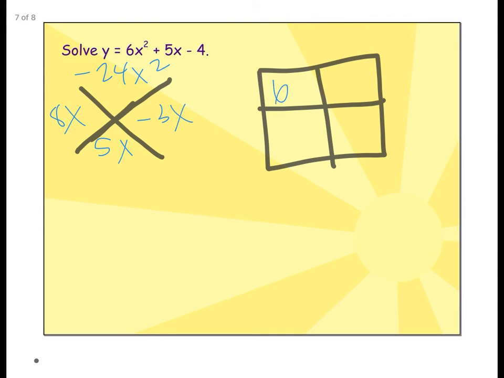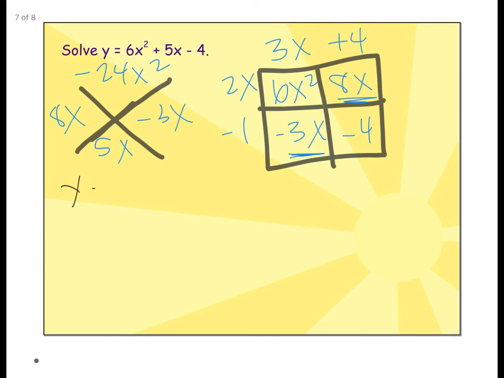Fill in my box, 6x squared goes here, negative 4 here, and then I'll have an 8x and a negative 3x. So if I'm looking at my box as a whole, for the 6x squared, I could use 1x and 6x or 3x and 2x. I'm going to go with 3x and 2x because that'll work better with the negative 3x and 8x I have here. So I'm going to do 3x and 2x, and then 3x times negative 1 will give me negative 3x, and 2x times 4 will give me 8x. So now I can rewrite my equation in factored form. It'd be y equals 2x minus 1 times 3x plus 4.